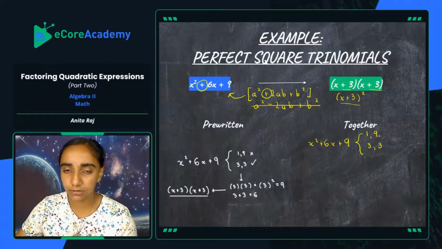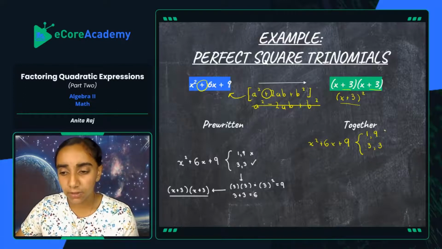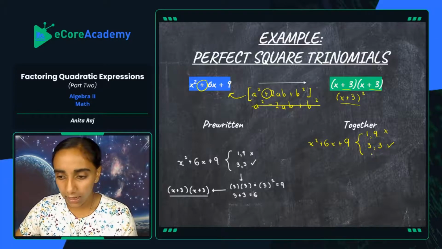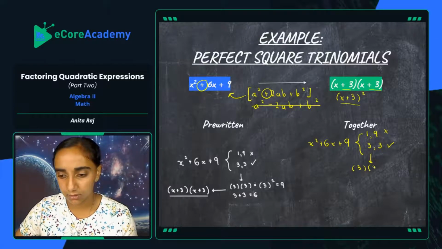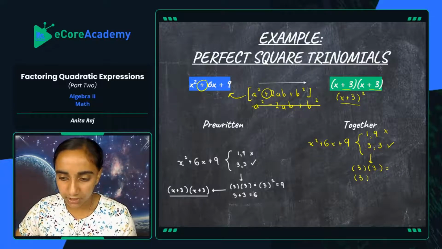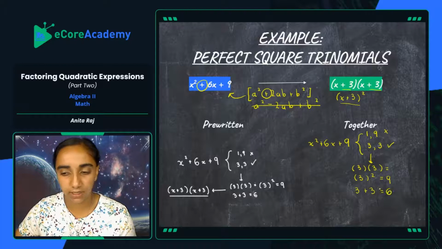So that's where you can understand that this is a perfect square trinomial. Okay, so we know that this doesn't work because this is a perfect square trinomial. There's no way you can manipulate, add, or subtract 9 and 1 to get 6x, but you can add 3 and 3 together to get 6x. How we know this is because, like I said, 3 times 3 is equal to 3 squared, which is equal to 9, and 3 plus 3 is equal to 6, which satisfies our C and B terms.